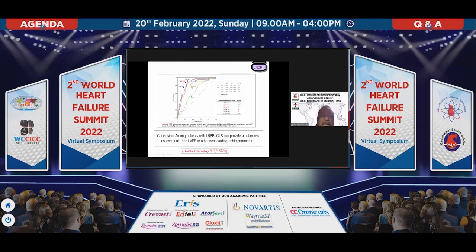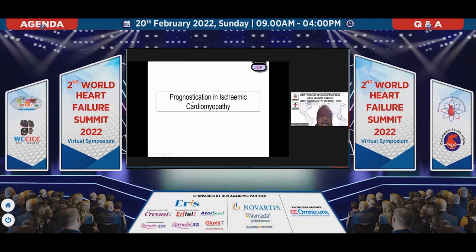And not only that, GLS is the most robust factor when we assess the prediction of subsequent heart failure in these people with LV function preserved. And here is this particular phenomenon, which shows that GLS alone gives you much better value than any ejection fraction or other mechanism of evaluation of heart failure.